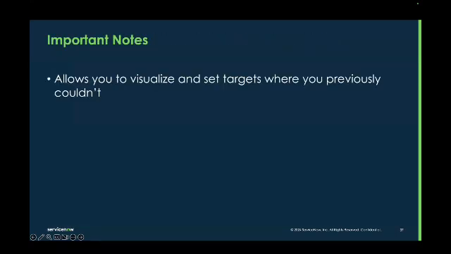Okay, some important notes. This allows you to visualize and set targets where you previously couldn't. So we saw in the example before where we had a 20% decrease in backlog. Well, I actually want that 20% decrease to be my metric, and I want to target that. I'm giving a blanket requirement to all of my teams to reduce their backlog by 5% each quarter. That is my target. And instead of having to go look at that, I can create that derivative target using formulas so I can measure your backlog reduction. And then I can set a target on that formula, right?